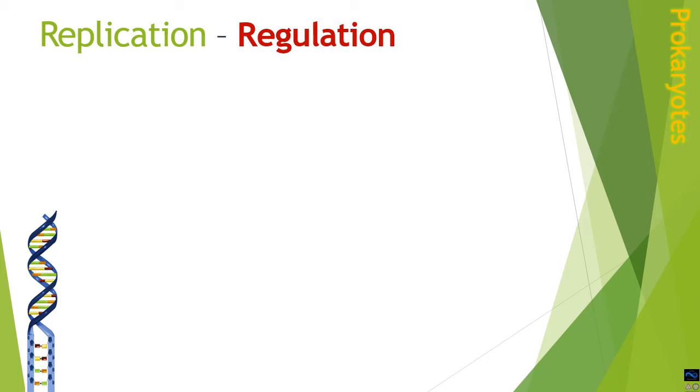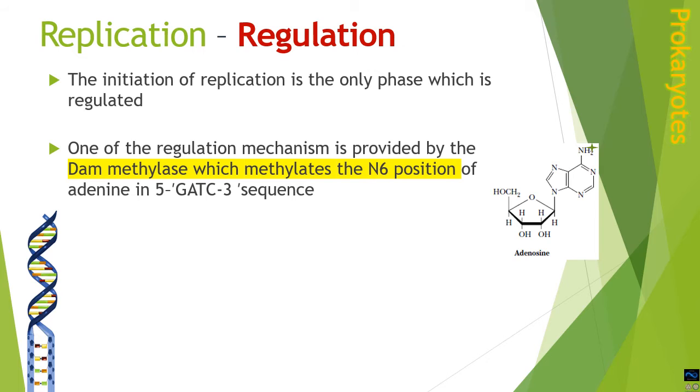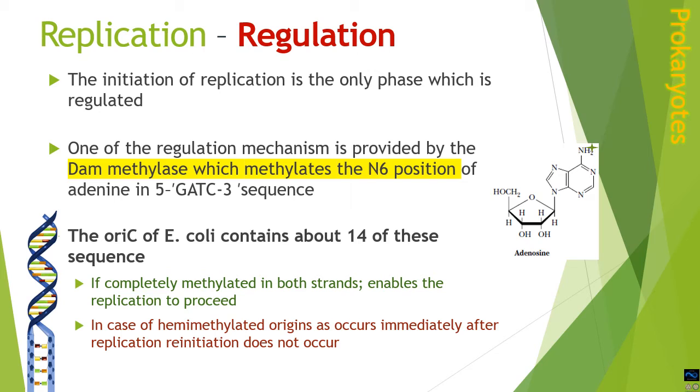One of the fascinating factors of replication initiation is that it is the only phase in which the regulation takes place. The regulation is actually meted out by the Dam methylase enzyme, the DNA adenosine methylase, which methylates the N6 position of the GATC palindrome. So the adenosines present in the GATC have to get methylated by Dam methylase so that replication takes place. Only those DNA strands will get replicated which are methylated completely in both strands in the adenosines of the GATC palindromes.